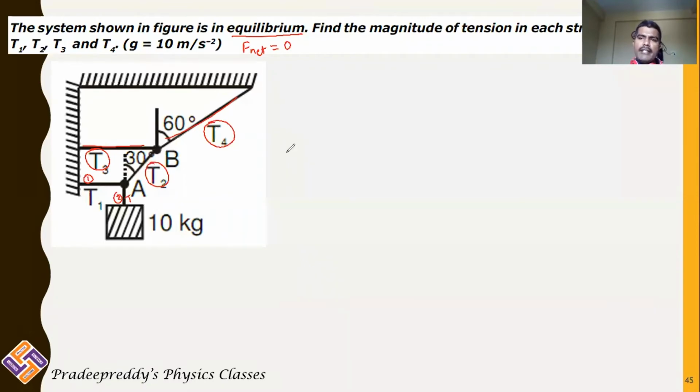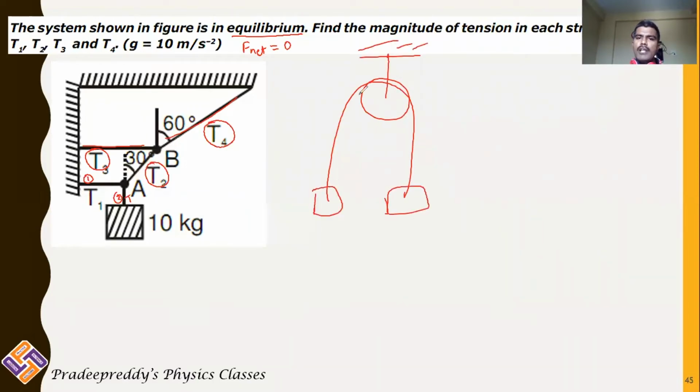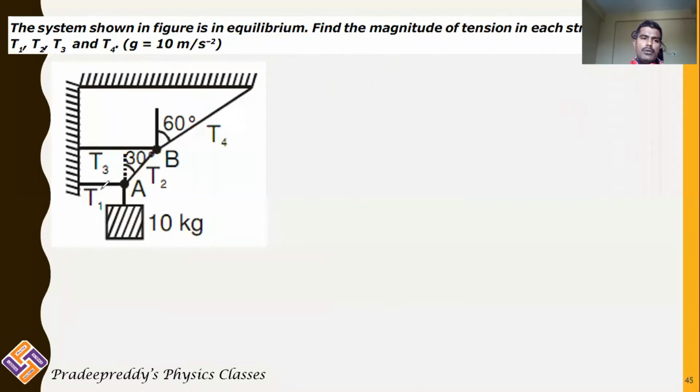If the total wire is the same, say for example, you have a mass attached like this. This is one mass and this is another mass. This total is one single wire. Therefore, tension here, here, here, and here would be the same. The same tension arises throughout the string because it is only one single wire. But here there are different strings attached: 1, 2, 3, 4, 5. Totally 5 different strings are attached in order to balance this 10 kg. Therefore, tension will be different in all these cases.